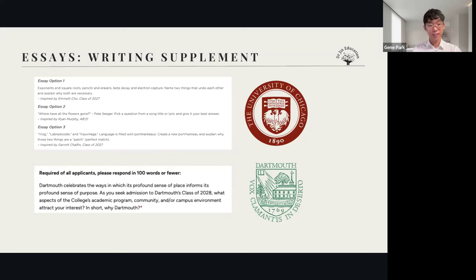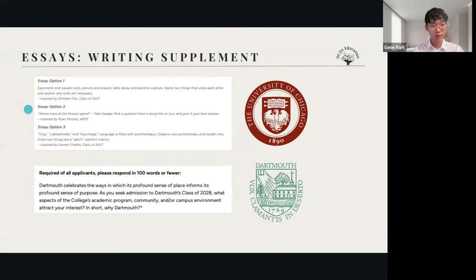The most famous of these actually is the University of Chicago, which is not quite an Ivy, but it practically is. Now, for example, essay option 1 here, they're known for these very unique, fun prompts. For example, one option here says exponents and square roots, pencils and erasers. Name two things that undo each other and explain why both are necessary in around 500 words.